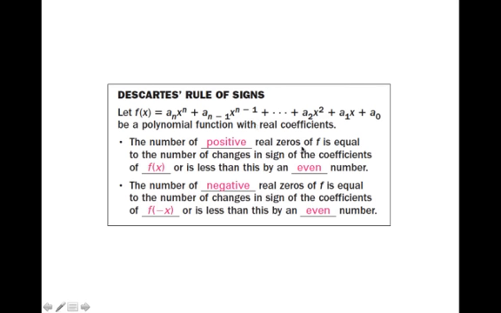So there's no reason to subtract off an odd number, because you're never going to have an odd number of imaginary zeros. Okay, the number of negative real zeros of f is equal to the number of changes in sign of the coefficients of f(-x), or is less than this by an even number. And again, the sign changes can either represent a negative real zero, or they could represent an imaginary zero that's faking you out, and those always occur in conjugate pairs. So let's look at this in practice.